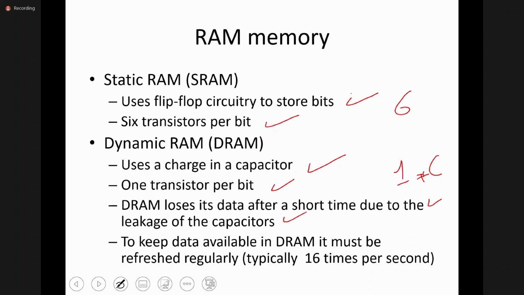To keep data available on DRAM, it must be refreshed regularly, typically 16 times per second.